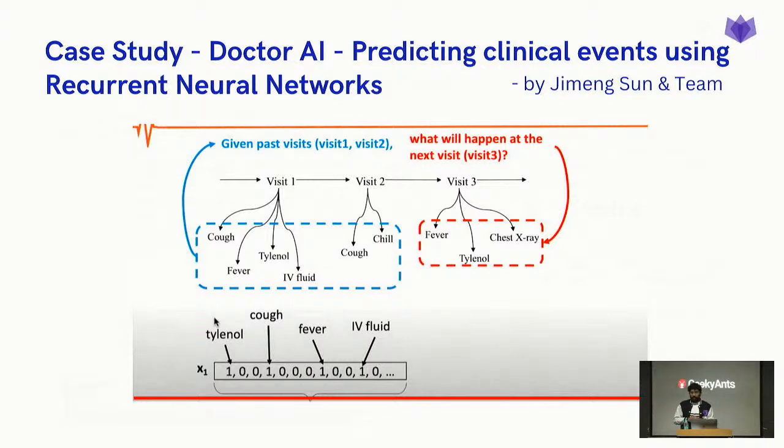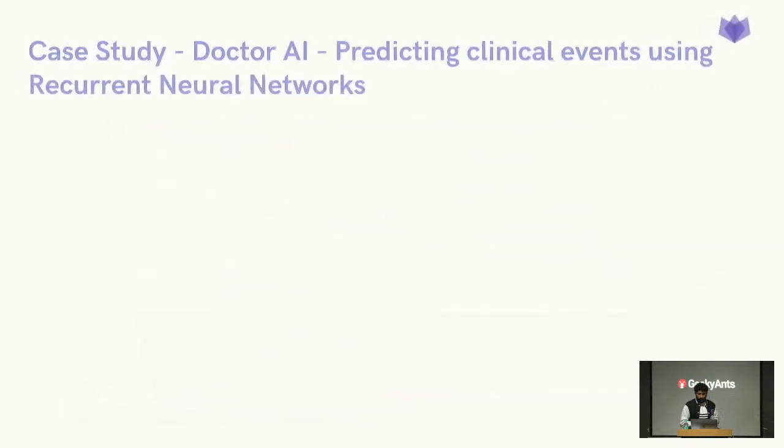So what did they do? They took records of people visiting clinics. There's visit one, visit two, and they were able to predict visit three. What could happen? This prediction also predicts the timeline at which something can happen, and what can happen to a patient in visit three. So how did they do this? I'll go to the numbers.